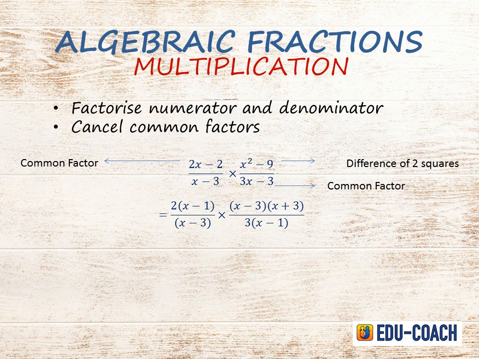Now we can cancel our common factors. So x minus 1 divided by x minus 1 is 1. X minus 3 divided by x minus 3 is 1. What are we left with? 2 into x plus 3, over 3. This cannot be factorized any further, and this is our final answer.